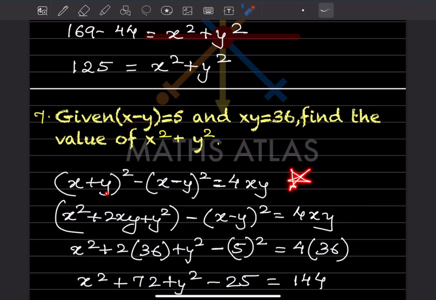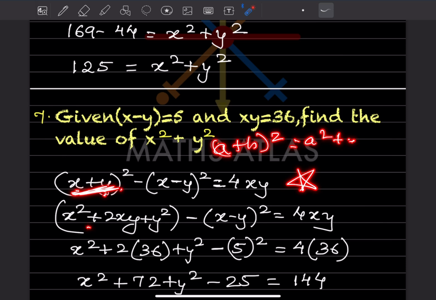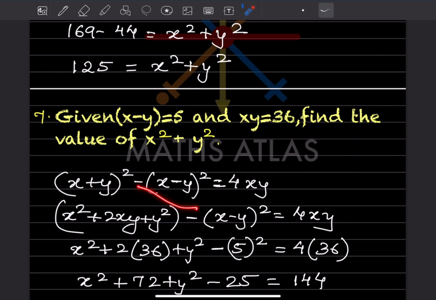This is the standard formula that we have to use: (x plus y) whole square minus (x minus y) whole square is equal to 4xy. So this formula you have to learn. Now you know this is x. Once you have given this formula, you know the common one, (a plus b) whole square, that is a square plus 2ab plus b square. So (x plus y) whole square means x square plus 2xy plus y square after expanding this. This stays the same, and this also we write the same first.